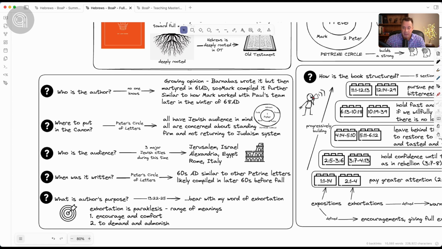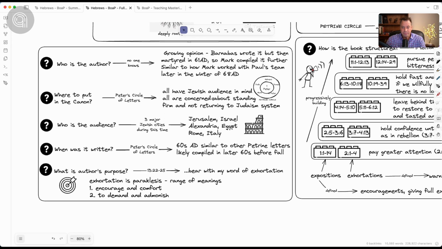Very likely they worked together as Luke put his work together. Paul was putting his final part of his letters together with 1 and 2 Timothy. So we don't know for sure, but that's the growing opinion. Where to put it in the canon?